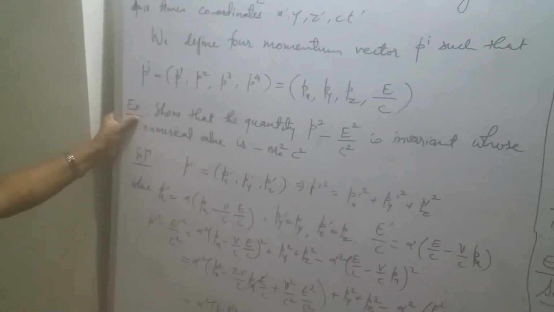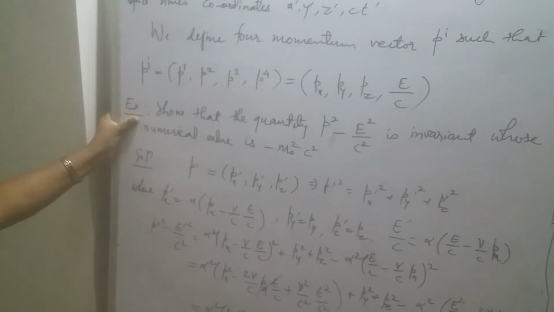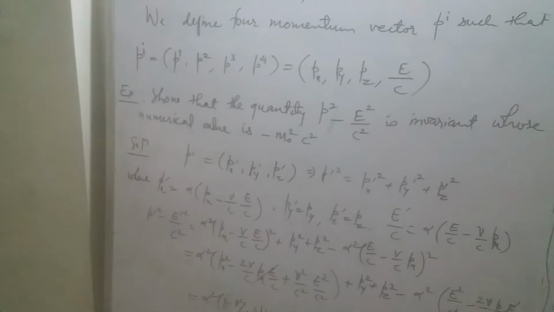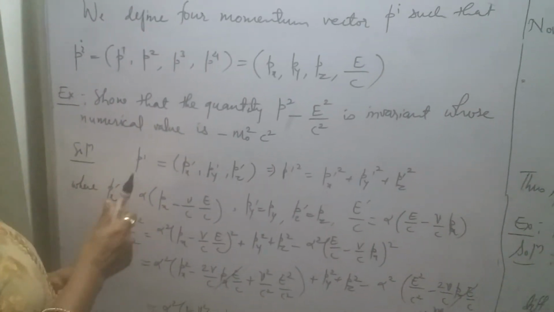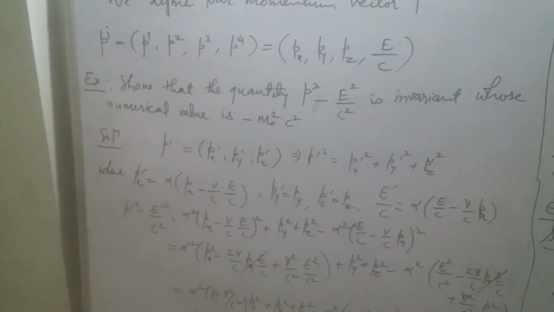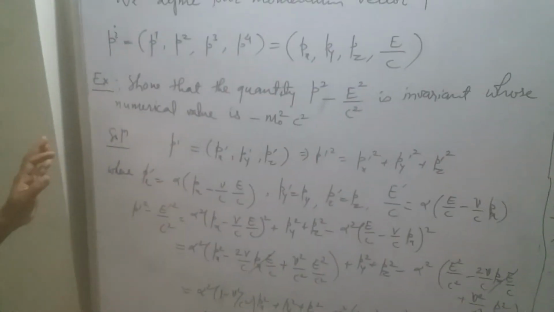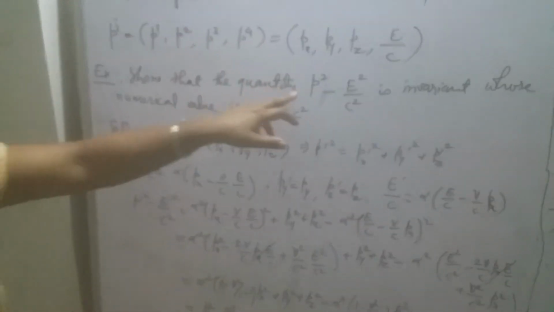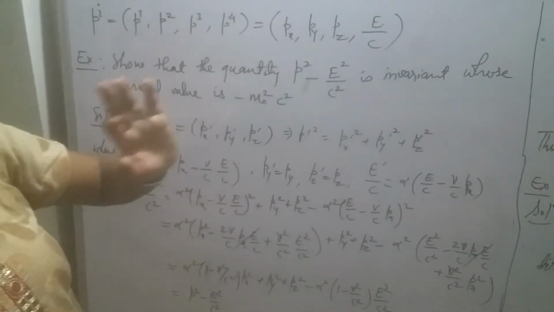Now we have to solve an example based on this transformation. Show that the quantity p square minus E square by c square is invariant, whose numerical value we have to derive as minus m naught square c square. To determine this is invariant, we must show that p dash square minus e dash square by c square is the same as p square minus e square by c square.